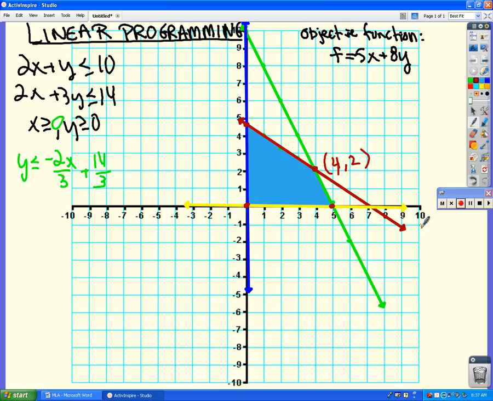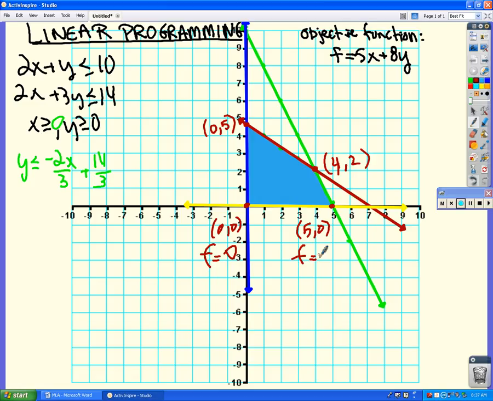So this has the coordinates 4, 2, right? This has the coordinates 5, 0. This has the coordinates 0, 0, and this has the coordinates 0, 5. Okay? So if I plug 0, 0 in there, what do I get? 0. So obviously that's going to be the smallest, right? I want to know the biggest and the smallest. So we have 2 answers.